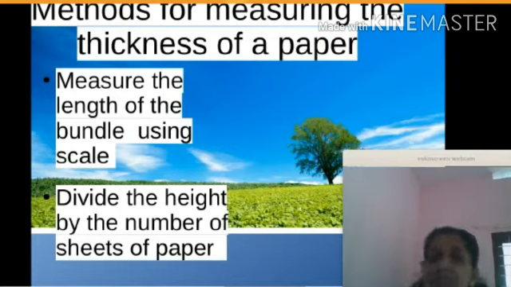At first, you have to take the number of papers. How many papers are there? Then you have to measure the length of this paper bundle using a scale. And then you have to divide the height by the number of sheets of paper.